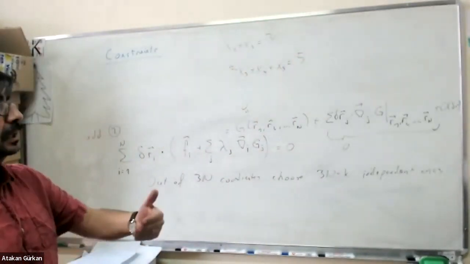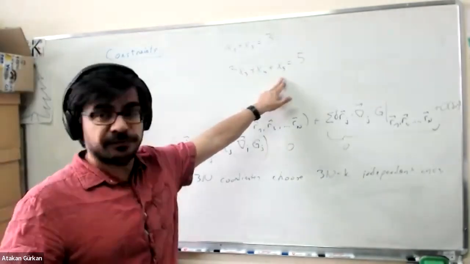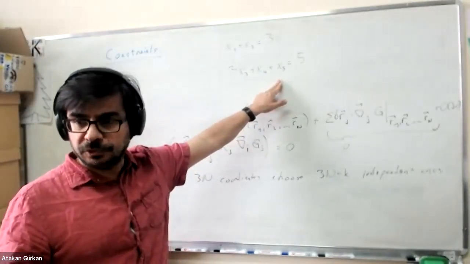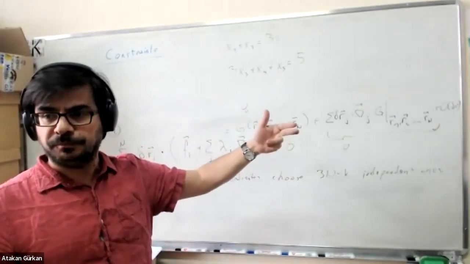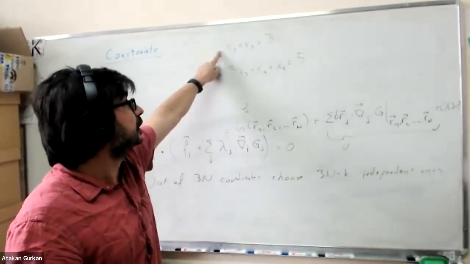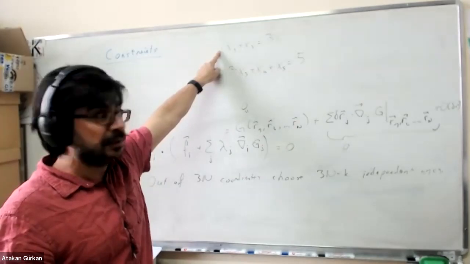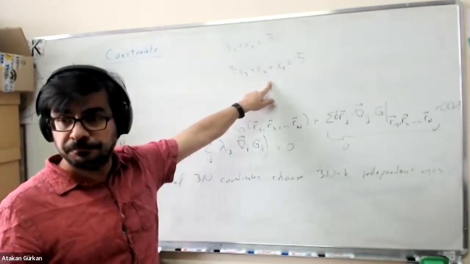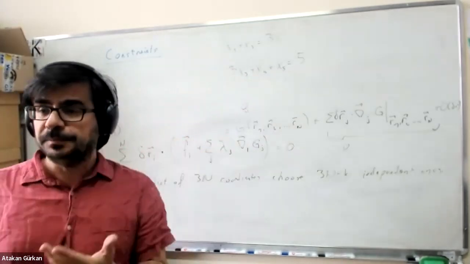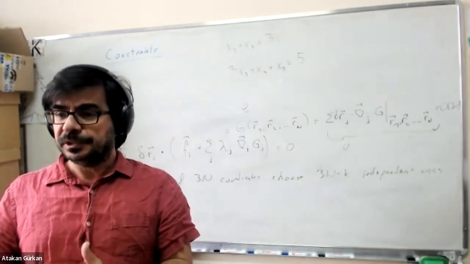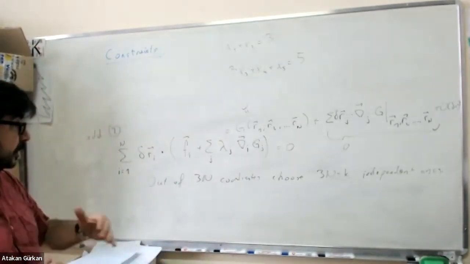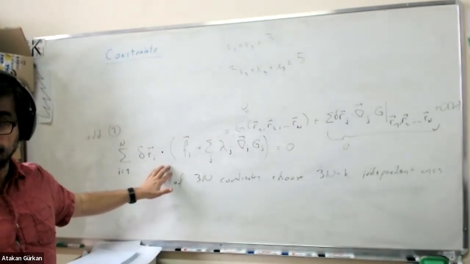So here you cannot pick x3, x4, x5 as your independent ones. They're not going to be independent. There is an equation, but you can choose one from here. You can choose x1 to be independent, and then x3 and x4. What I mean by independent is that I can set their values arbitrarily. This is the property I need to say something about this equation.